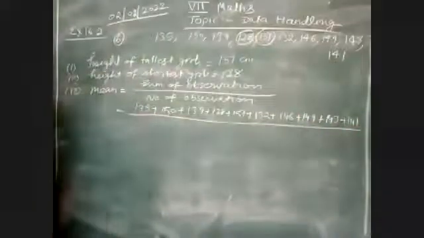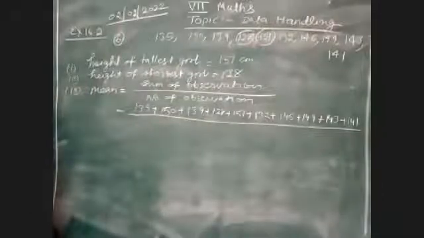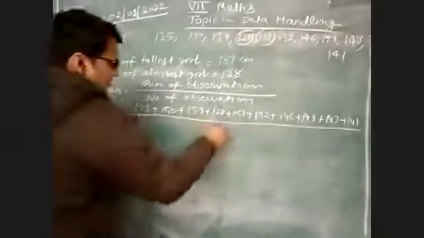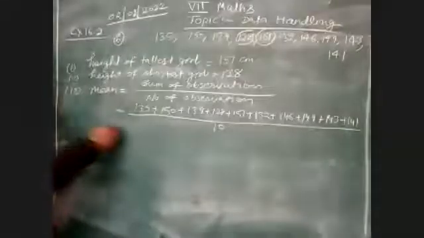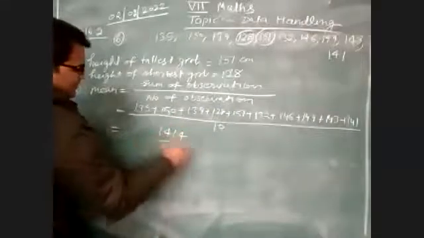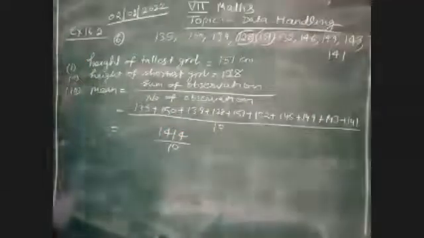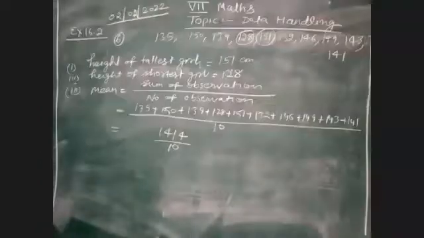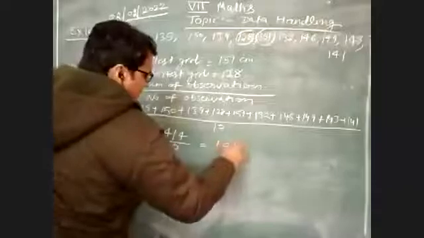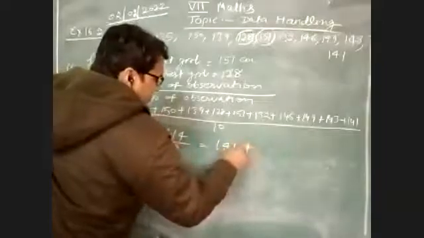And these are the total number of observations. There are a total of 10 observations, so divide by 10. After adding these values, you will get 1414 divided by 10. So the mean will become 141.4 in decimal form.